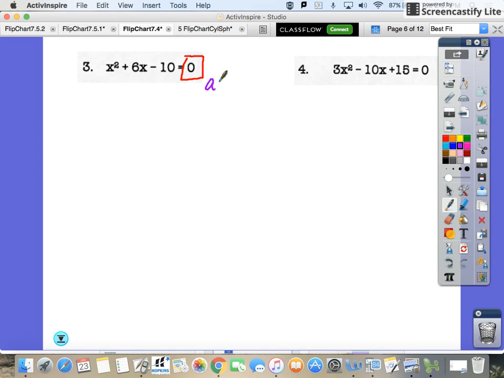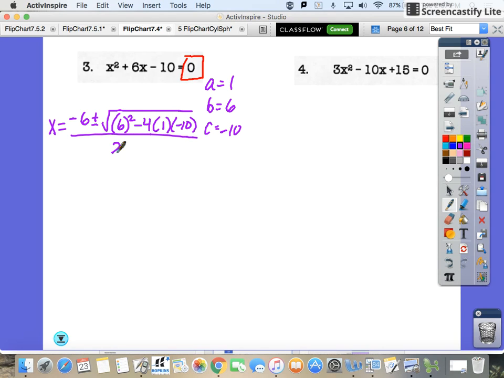All right, so in this one, we've got A is 1, B is 6, and C is -10. So when we do the quadratic formula, x is equal to opposite b, so -6, plus or minus the square root of b squared minus 4ac, all over 2a. So 6 squared is 36. -4 times -10 is positive 40. So we have 36 plus 40 is 76, all over 2.